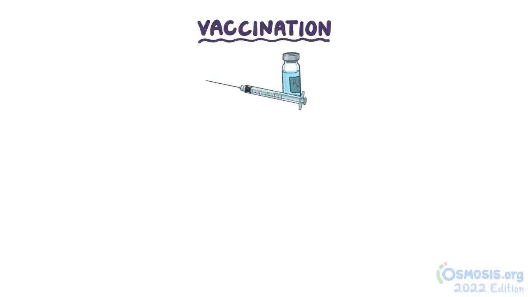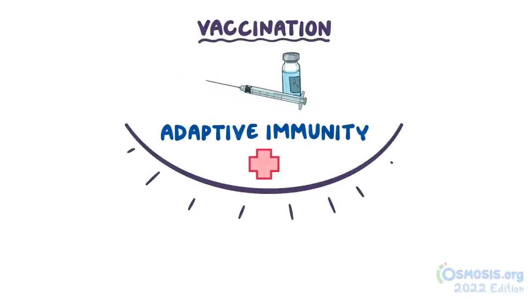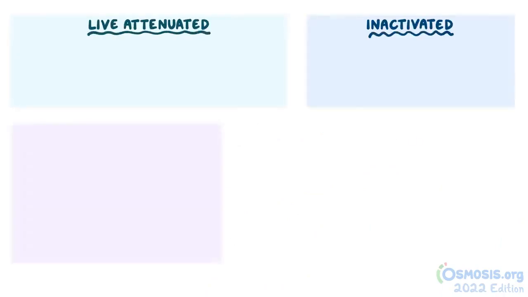Vaccination is the process of generating a protective adaptive immune response against microbes by exposing the body to non-pathogenic forms of microbes or components of microbes. There are four main types of vaccines: live attenuated, inactivated, subunit, and toxoid vaccines.